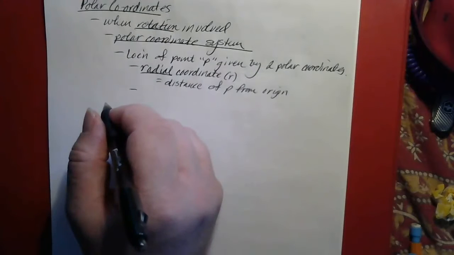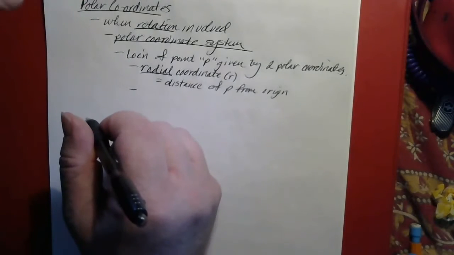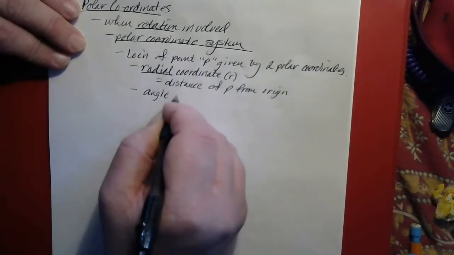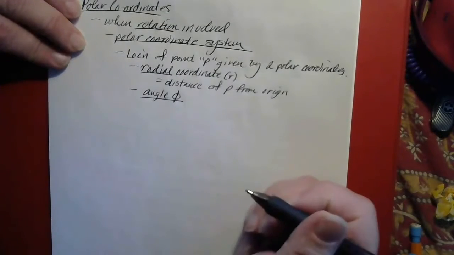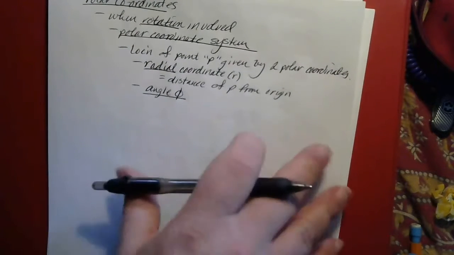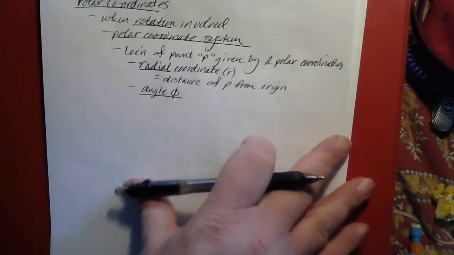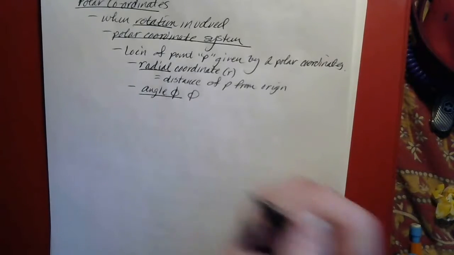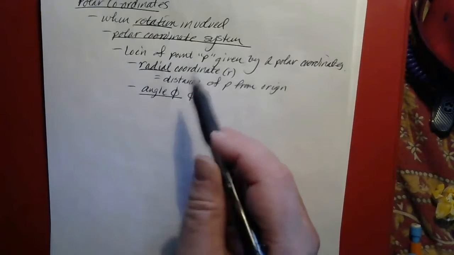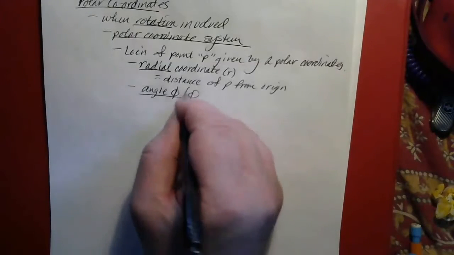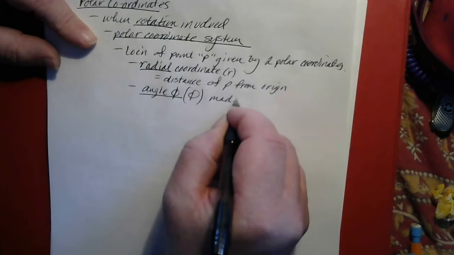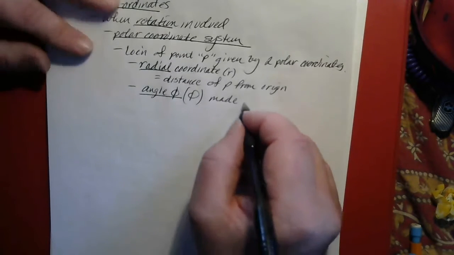And the other thing we would want to know is the angle. The angle is called phi, or phi if you prefer. It's the Greek equivalent of ph in English. The book tends to draw it something like that. I usually draw it more like a circle with a line through it, but it's the same letter either way. And it's the angle made by the vector with some specified direction.